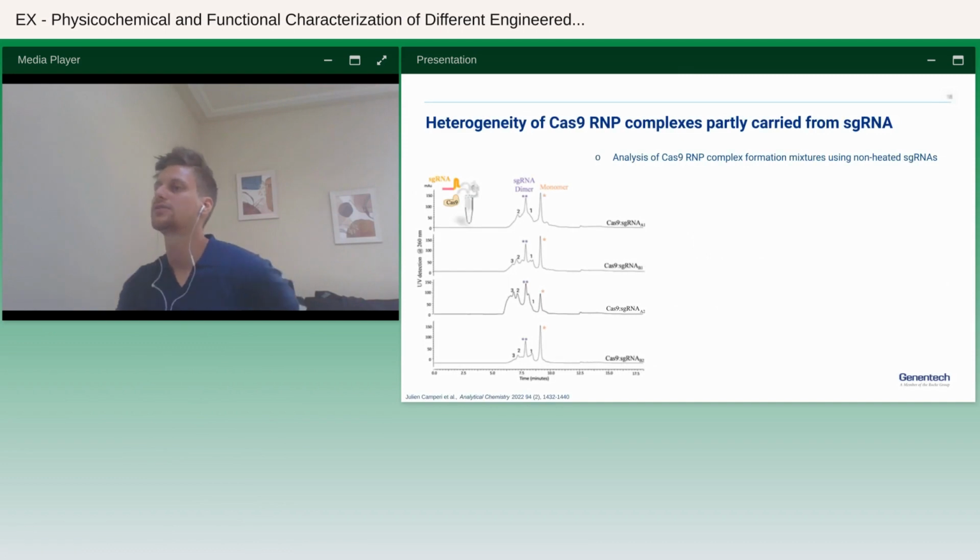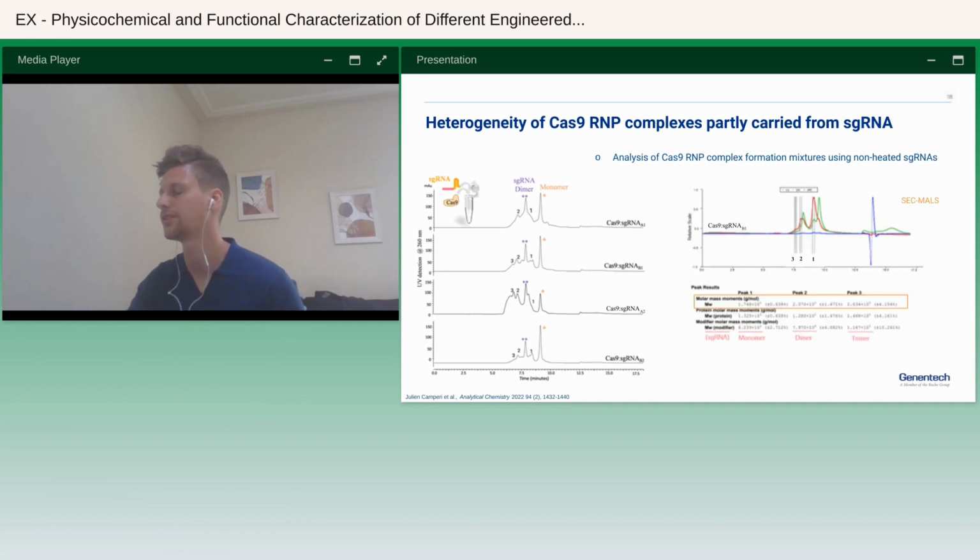So then the thing that we did is we edit the guide RNA, we add the Cas9, and you can see that we still have all the different aggregates corresponding to the single guide RNA, but we also have additional peaks 1, 2, 3. And so then using mass detection, we can have a better idea about what these different species are.